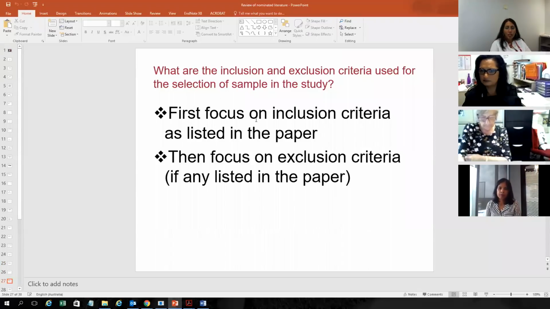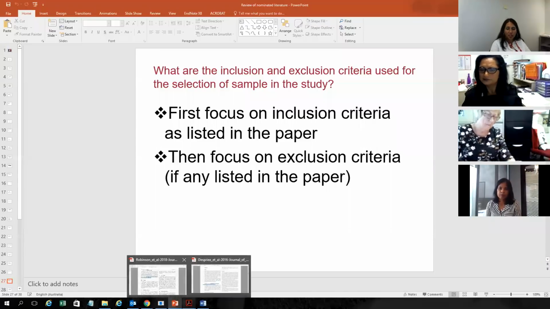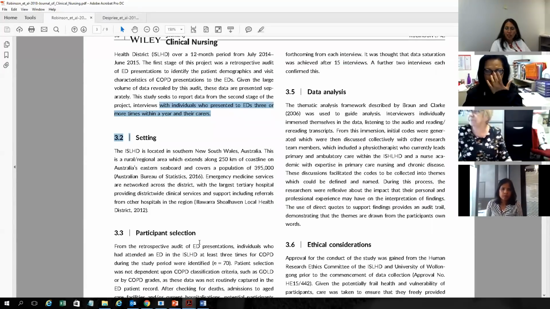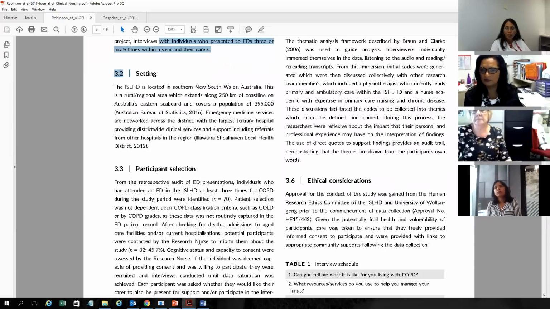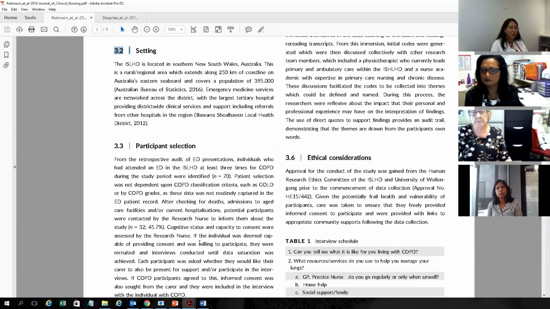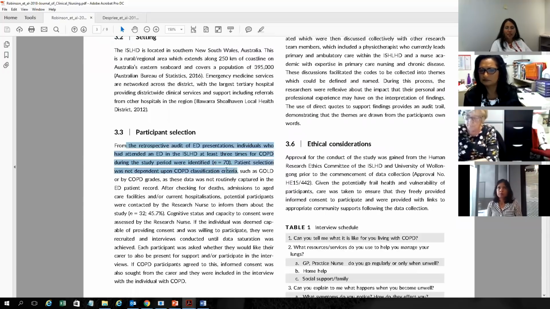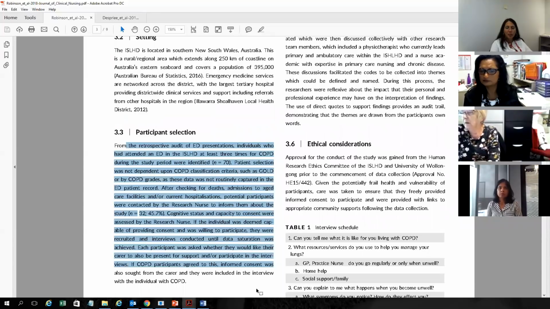So, what are the inclusion and exclusion criteria used in the study? Let's go back here. This is the Robinson et al. article. Inclusion criteria means the participants must have those characteristics. What characteristics? Read this part here. What characteristics should these participants have? Have a quick read. Should they be COPD patients?